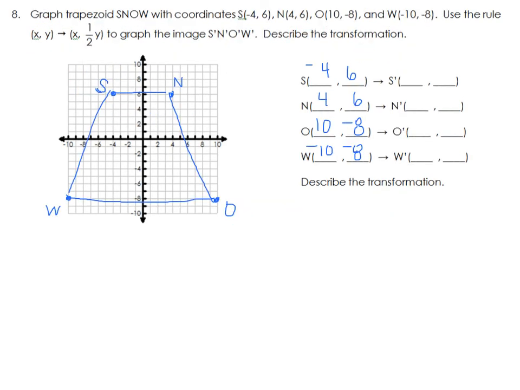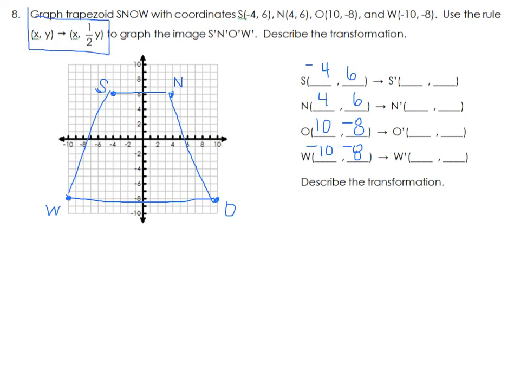For our last example, we're going to look at trapezoid SNOW. How appropriate given that we are out of school for a snow day. I have already graphed the given coordinates, and we're going to use the rule (x, y) maps to (x, 1/2 y).